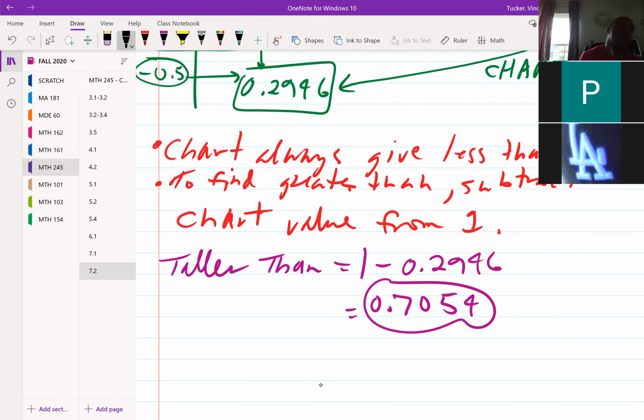All right. There are only 3 scenarios that you can come across: less than, greater than, and then this third one we're about to talk about. Outside of that, we just have to make sure you look at the keywords. Those keywords will direct you to one of those 3 scenarios.